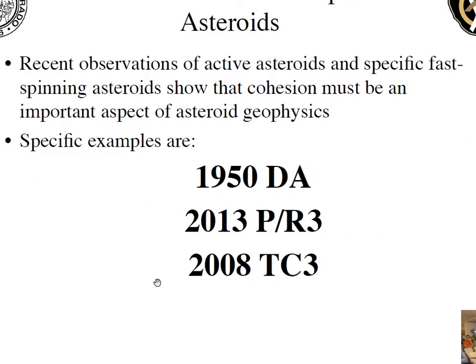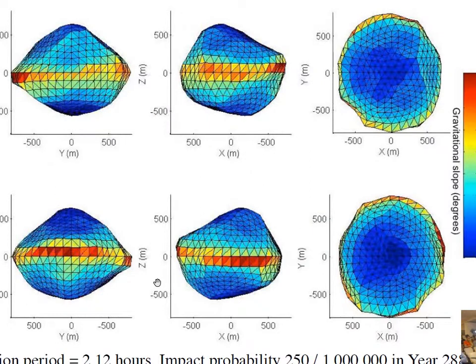Three bodies in particular have given us estimates of the strength of this cohesive force that could be holding these bodies together. Maybe the most interesting is the asteroid 1950 DA, which spins relatively fast, almost 2 hours. This is interesting. It has a high impact probability, but very far into the future. So we have a good millennium to worry about this body. And it has a strength of about 60 pascals.